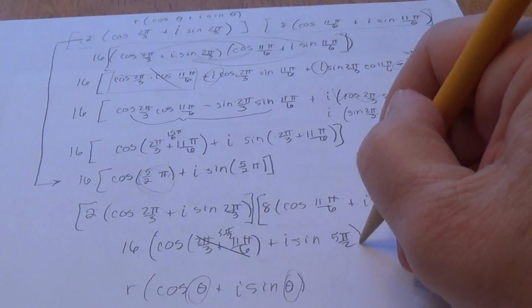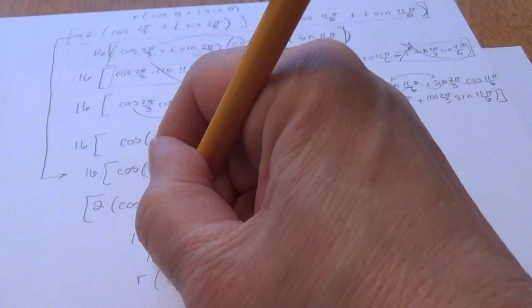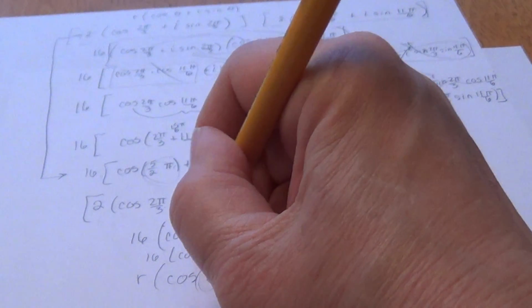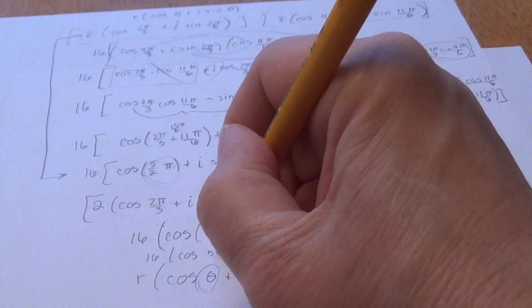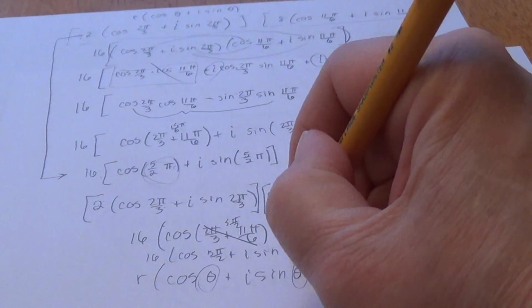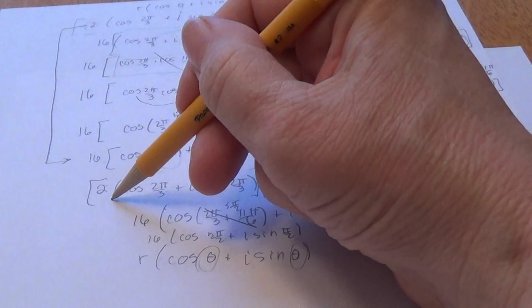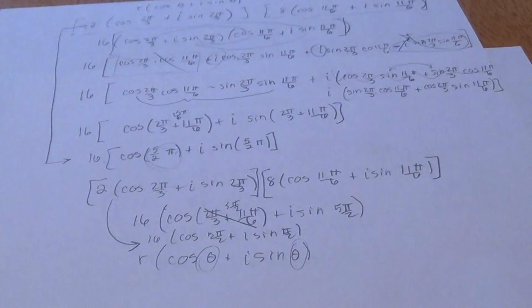So the final answer is 16, I'll clean it up and smush it in here: 16 cosine 5 pi over 2 plus i sine 5 pi over 2. And hopefully getting from here to here was a little easier than going through the whole long way.